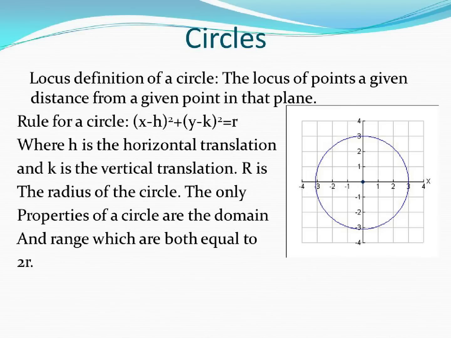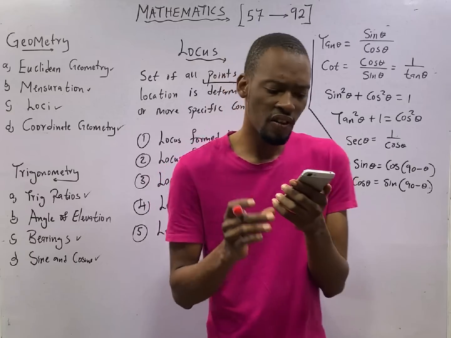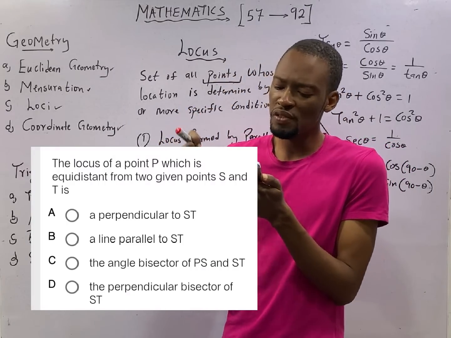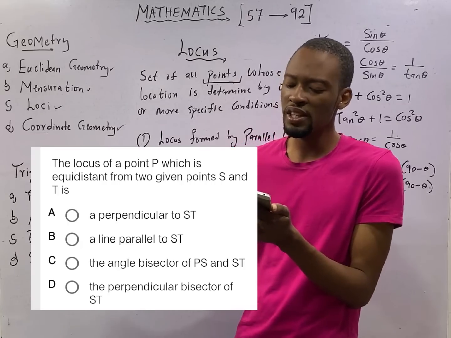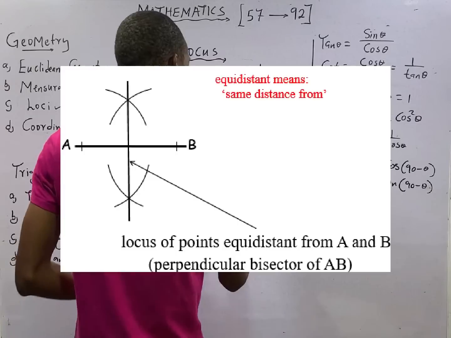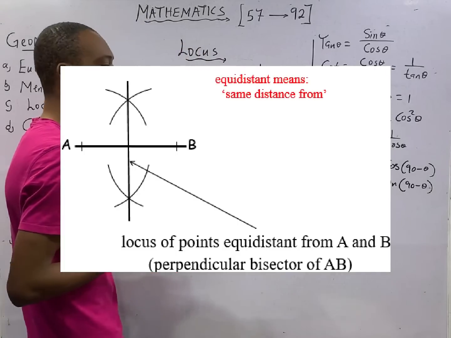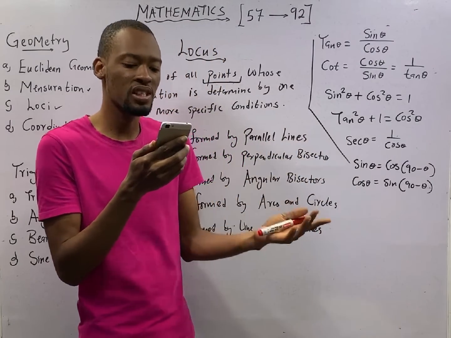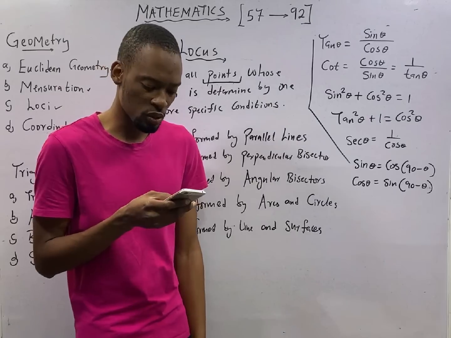Ladies and gentlemen, I don't know whether any of those, the words and the pictures, make sense to you, but let's see a typical question. The first question here says the locus of a point P which is equidistant from 2 given points S and T is simply the perpendicular bisector of ST. That is, the locus of a point which is equidistant from 2 given points is the perpendicular bisector.